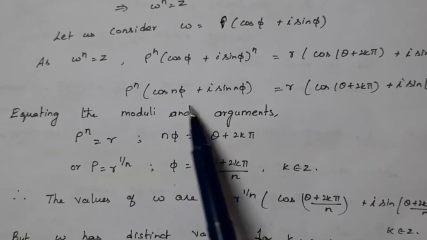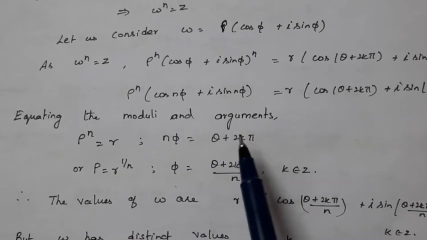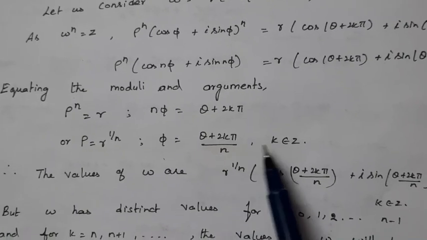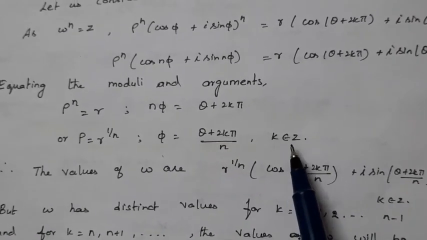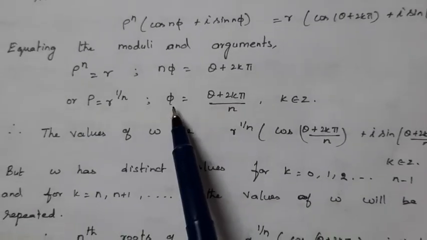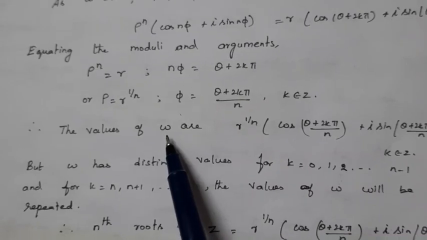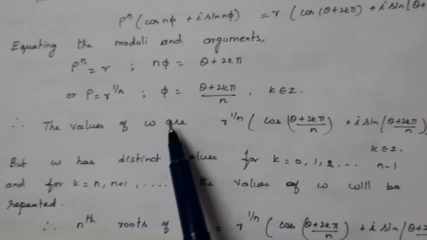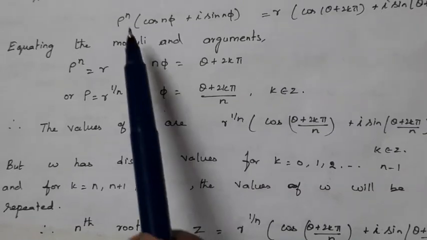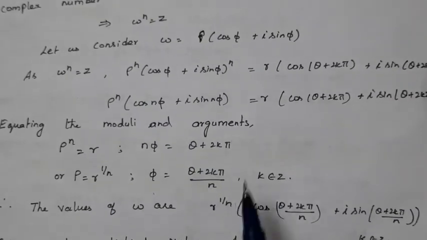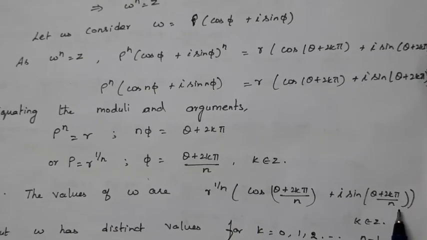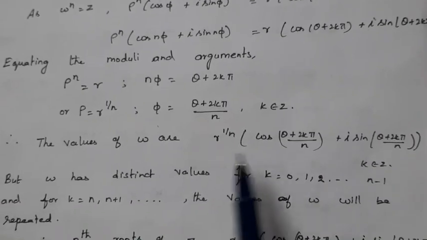And here, equating the arguments, n phi is equal to theta plus 2k pi, or phi is equal to theta plus 2k pi divided by n, where k belongs to Z. Therefore, after getting the modulus and argument value, we can substitute them to get the value of omega, which is one of the nth roots of z. So what is the value of omega? Omega is equal to r power 1 by n, cos of theta plus 2k pi by n, plus i sin of theta plus 2k pi by n, where k belongs to Z.